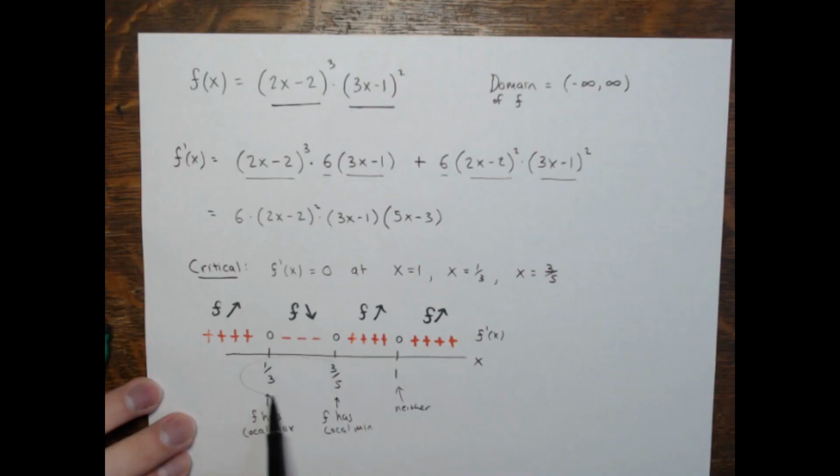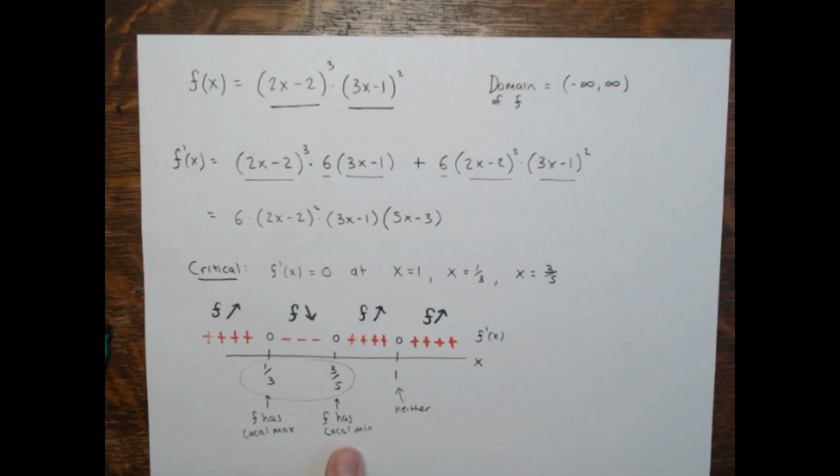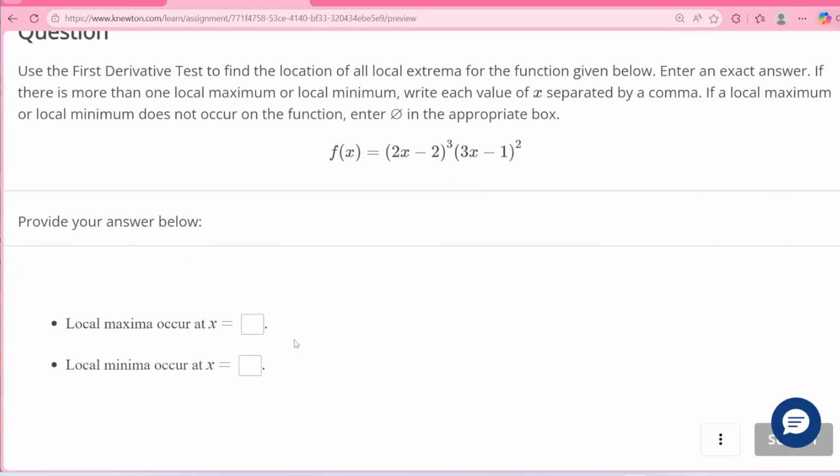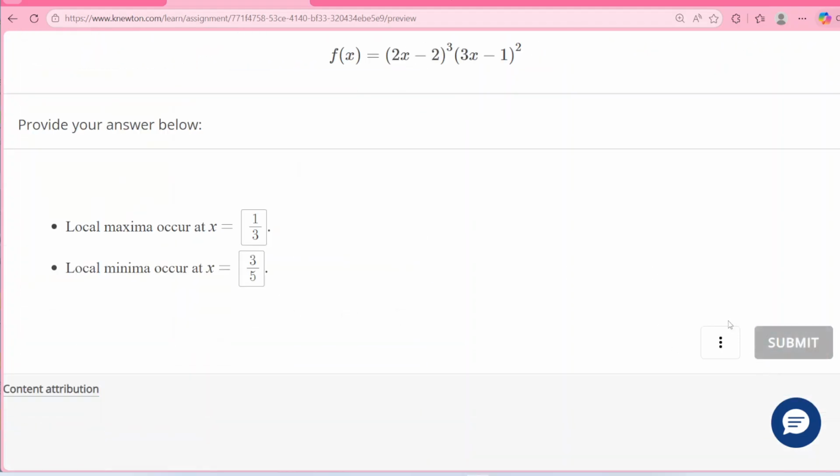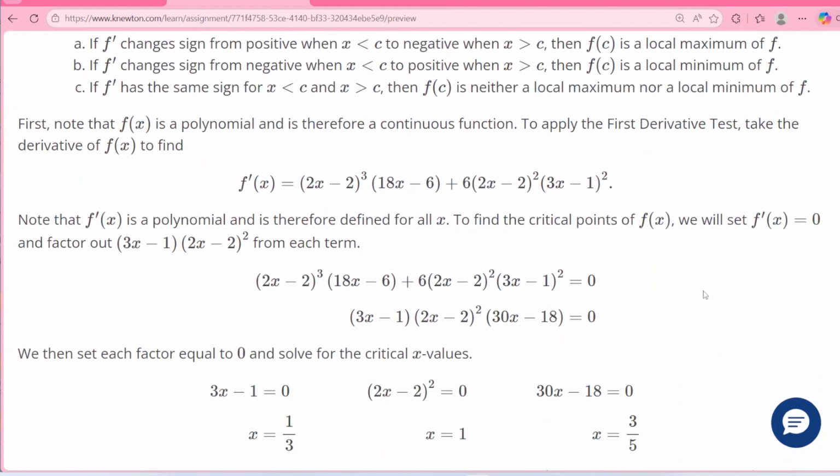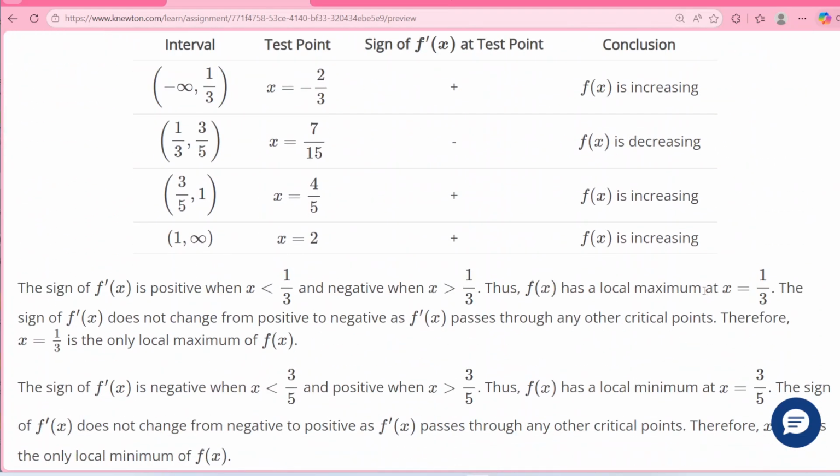So my two answers are 1/3 and 3/5. 1/3 for the local max location and 3/5 for the local min location. And you can go to Desmos and doubly verify that, but I'm not this time. And so the local max will occur at 1/3, and the local minimum will occur at 3/5. Great. Again, they point out that 1 is not a good one.